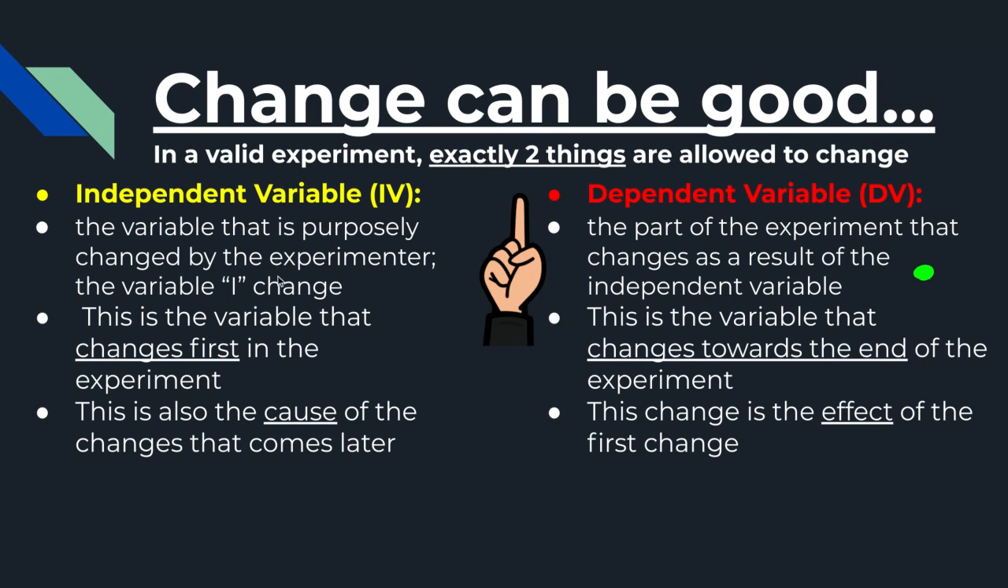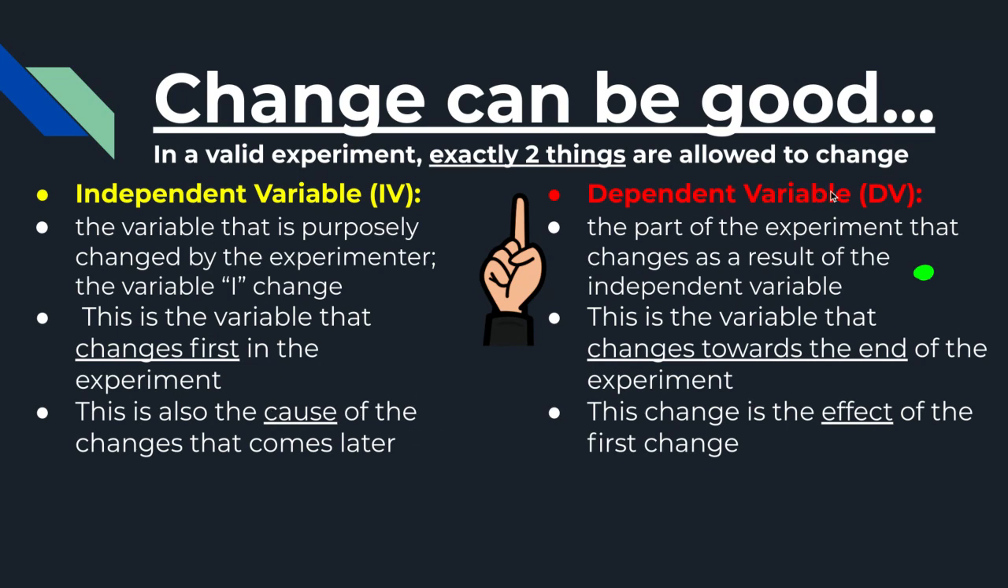The independent variable is the variable that is purposely changed, purposely, like on purpose, intentionally, by the experimenter. And that's the variable I change. If I'm the scientist, the independent variable is the variable that I change. The independent variable is also the variable that changes first in the experiment. It's the first thing that we're going to see that's allowed to change. And in terms of a cause and effect relationship, the independent variable would be the cause. It's the first change, so it's the cause, and it's supposed to change something later on in the experiment.